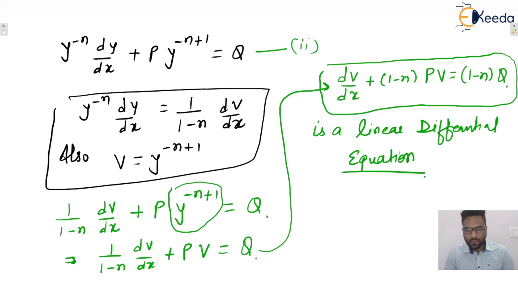So that is the reduction of Bernoulli's equation into linear differential equation. In the previous lectures you have seen how to solve a linear differential equation. So in the next two lectures we'll see some examples based on Bernoulli equation and how to solve it. I hope the format of Bernoulli equation and the procedure to reduce it into a linear differential equation is clear to you guys. Okay guys? Thank you so much.